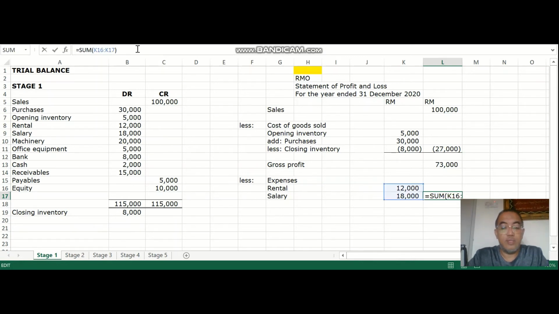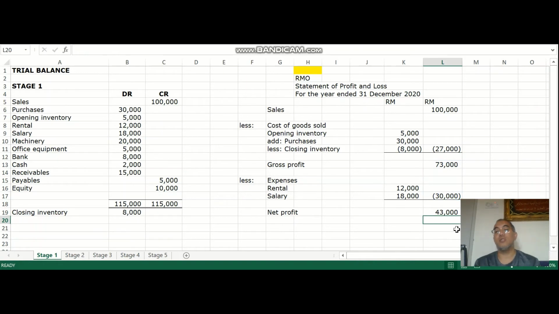So let me put, because I'm using the formula over here, negative 1, and my net profit should be 73 minus 30. So this is my net profit. Okay, so we have completed the statement of profit and loss. So we have the net profit of 43,000 from our sales of 100,000.